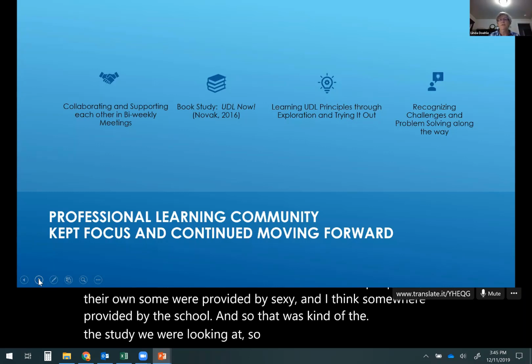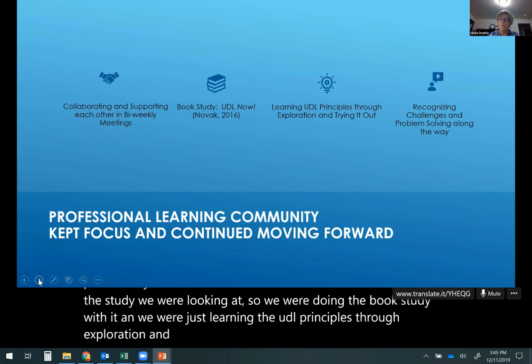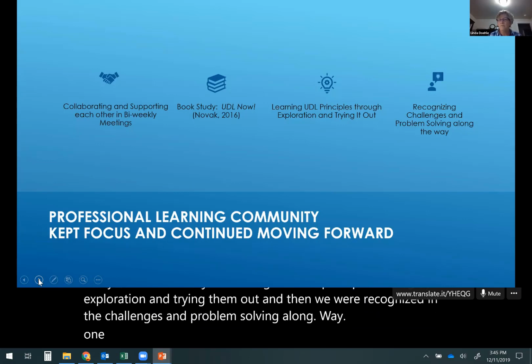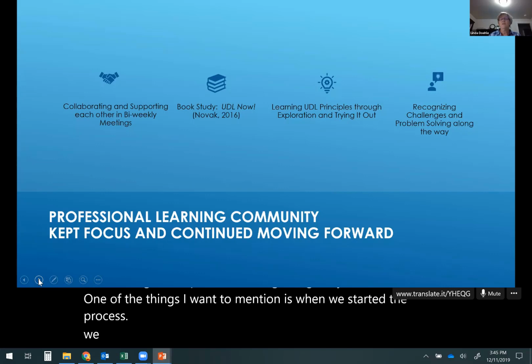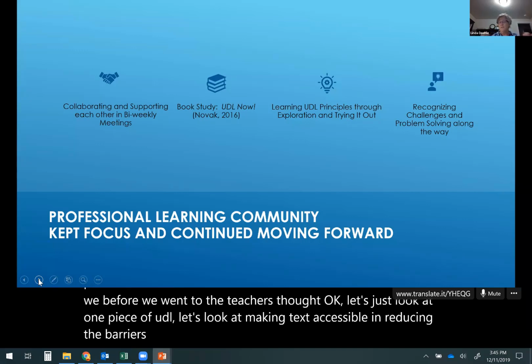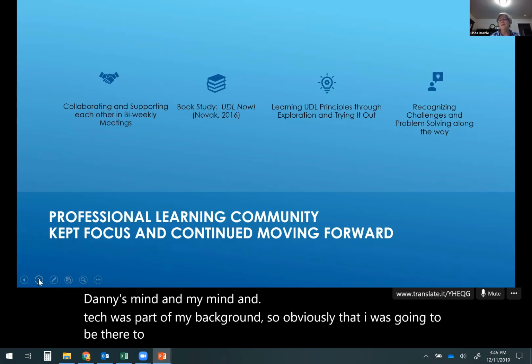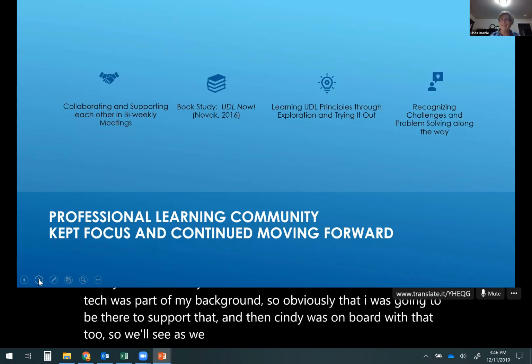So we were doing the book study, and we were just learning the UDL principles through exploration and trying them out. And then we were recognizing the challenges and problem solving along the way. One of the things I want to mention is when we started the process, before we went to the teachers, we thought, okay, let's just look at one piece of UDL. Let's look at making text accessible and reducing the barriers to text. That was in Danny's mind and my mind, and tech was part of my background, so obviously I was going to be there to support that. And then Cindy was on board with that too. So we'll see as we move forward what actually happened with that.